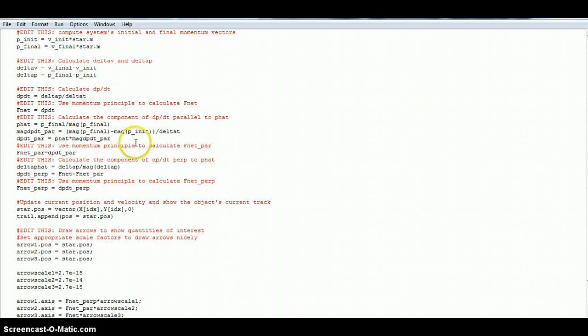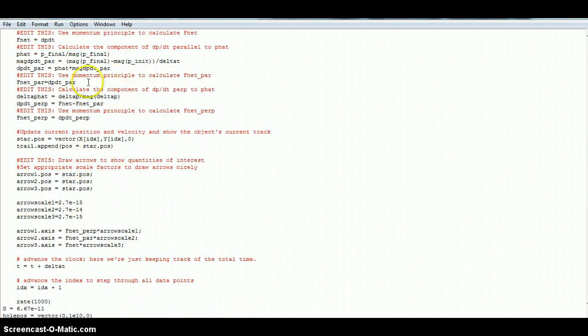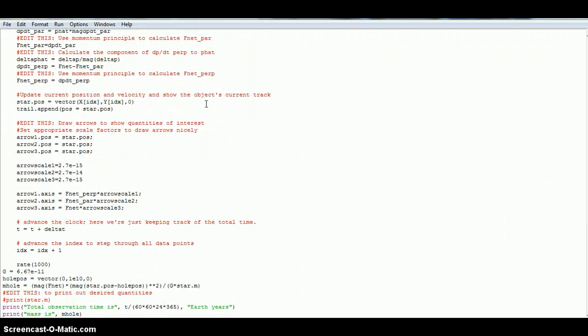And according to the momentum principle again, F net parallel will equal dp dt parallel. And to find dp dt perp, since we know that the sum of dp dt perp and dp dt parallel equals dp dt, and from the momentum principle we can just find it by subtracting the parallel component from F net. And again we have the momentum principle, F net perp equals dp dt perp. This just updates the position and velocity from the data.